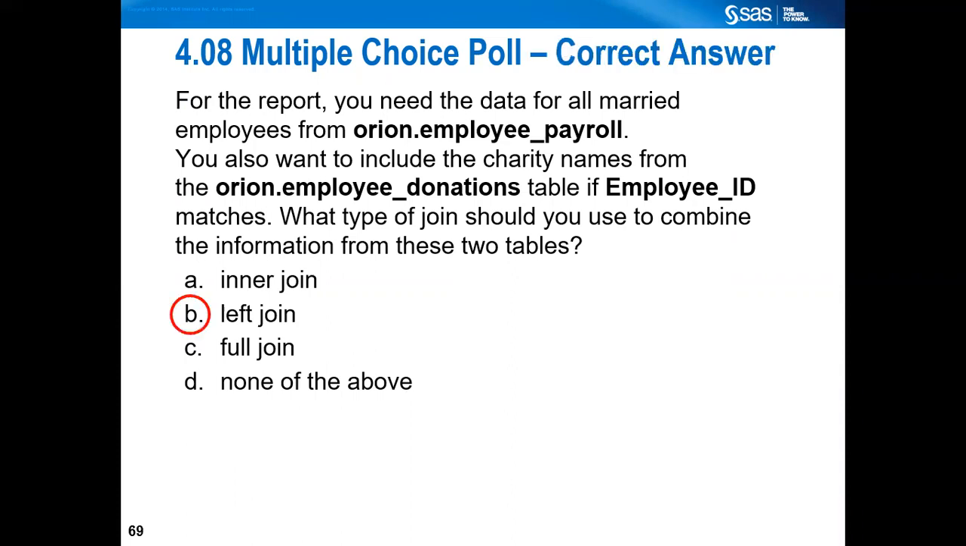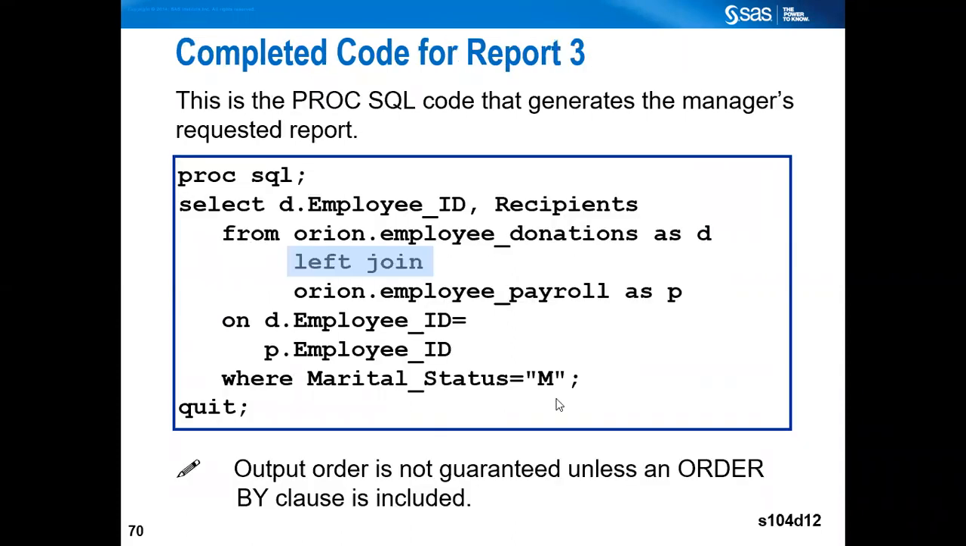Yes. So this is what they would tell. Employee donations, left join with payroll, where you write ID is common, and of course only those people whose marital status is M. And you are selecting D.employee ID, recipient, as per the scenario. So output order is not guaranteed unless an order by clause is included. Okay, so that is a different thing. But left join when you write donations. If I write donations here and payroll up, then it would have been right join. All right.